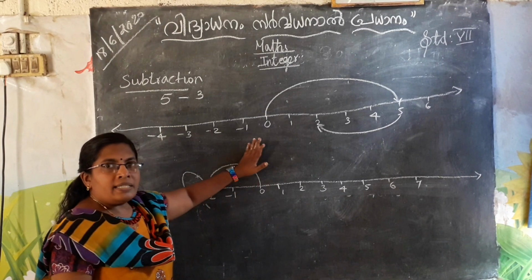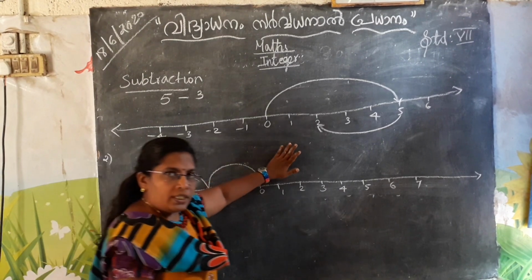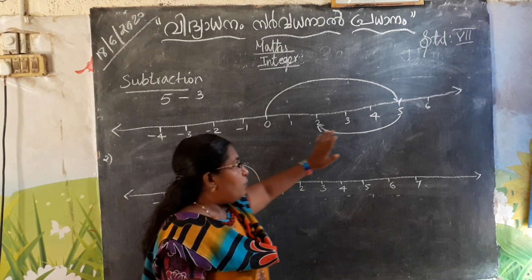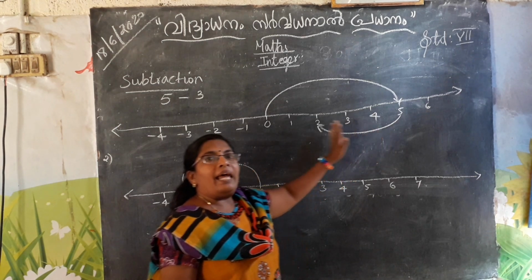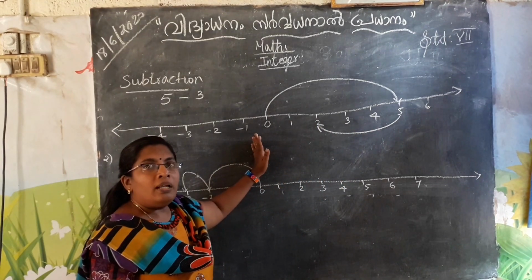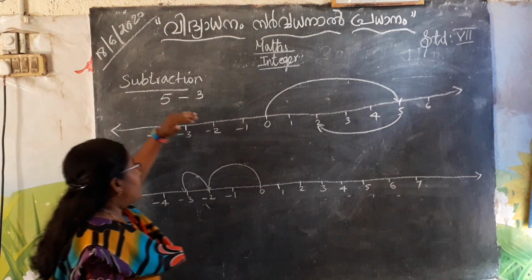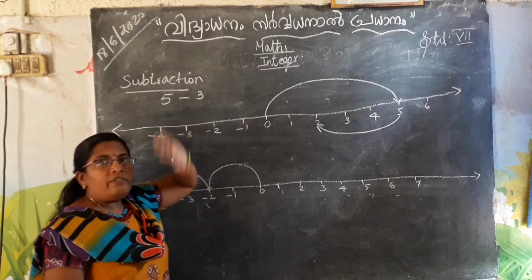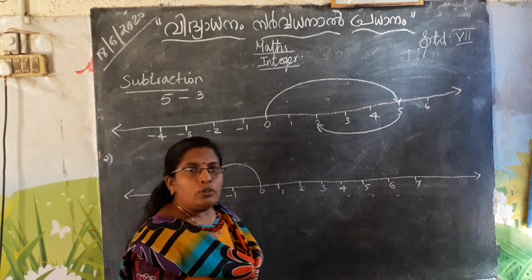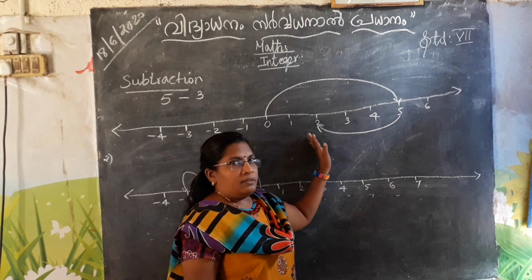When we subtract two positive integers, where do we move? Left. We move to the left. When we subtract two positive integers, we move to the left.